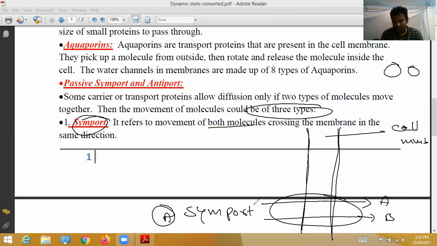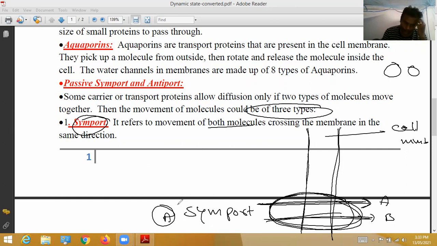Same direction means from this side to this direction. So this is a carrier protein. Carrier proteins are present in the membrane. Through those carrier proteins, two types of molecules are moved across the membrane in the same direction. That is called symport.